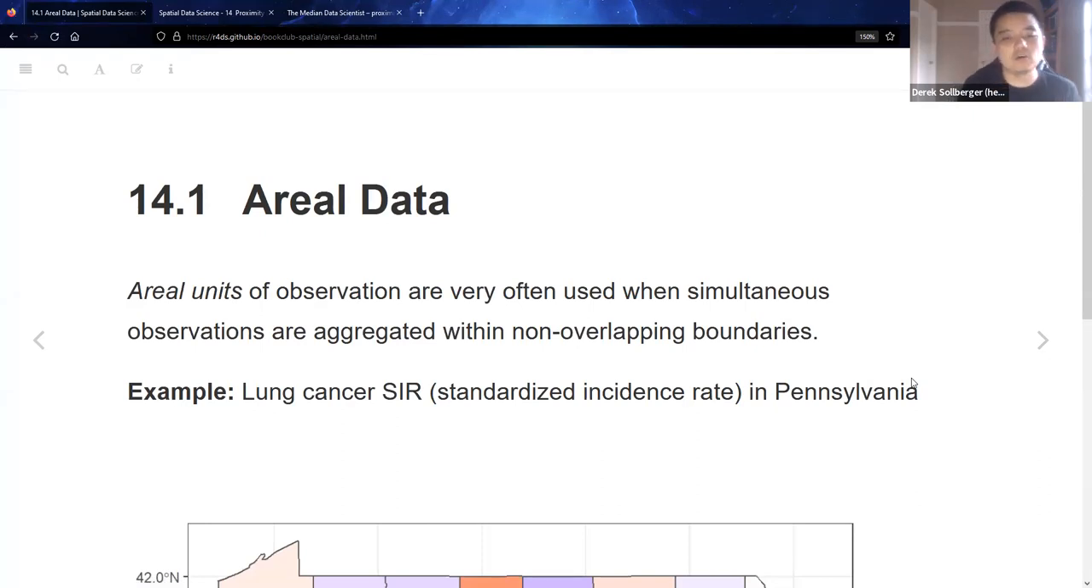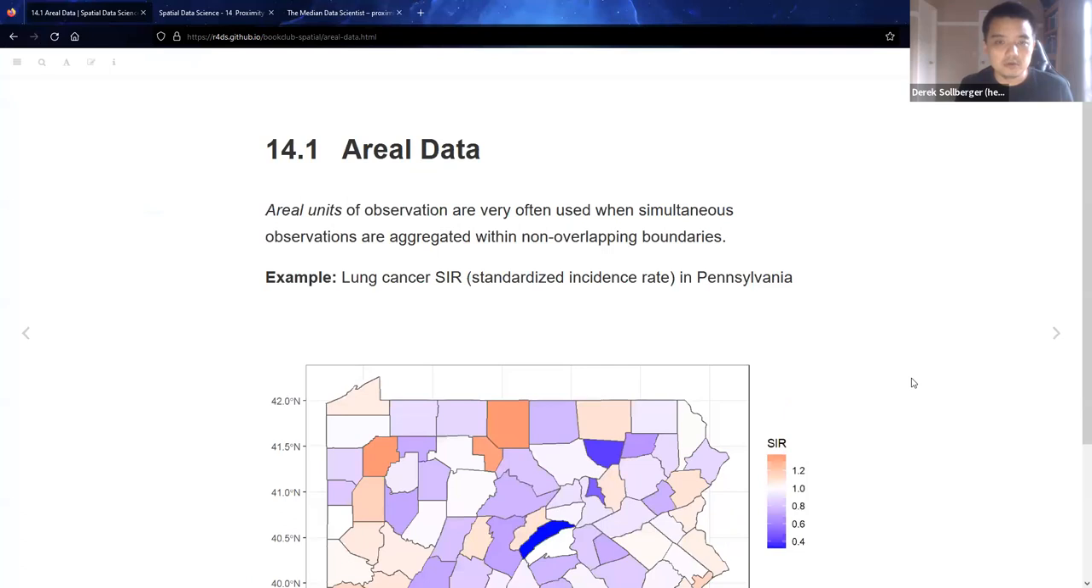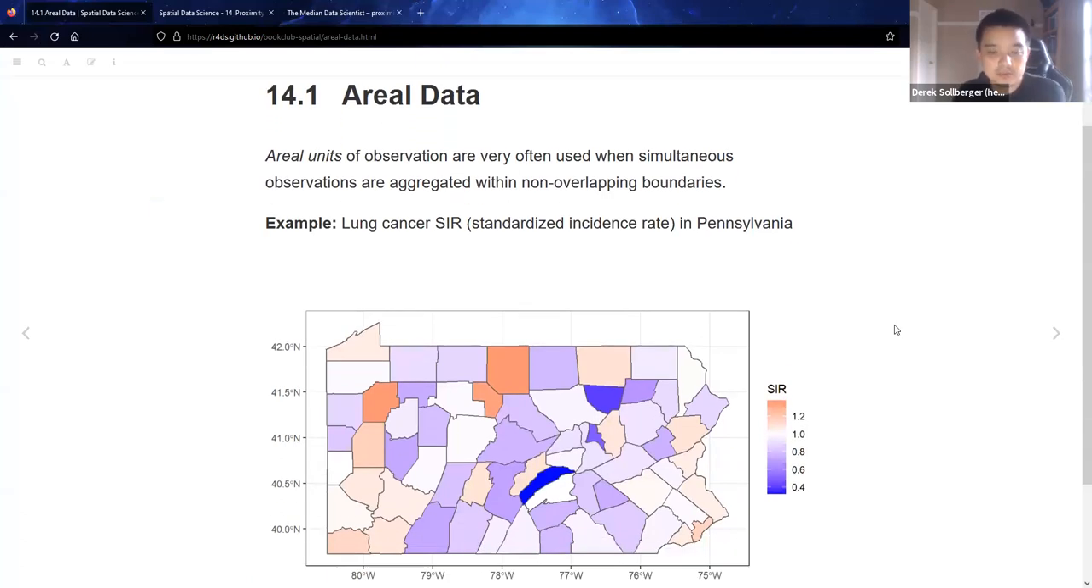So areal units of observation are often used when simultaneous observations are aggregated with non-overlapping boundaries, with particular emphasis on non-overlapping. Here we have an example of counties in Pennsylvania. In other words, the areal data that we're used to is usually some political subdivision of what we're looking at, such as counties. This is the lung cancer standardized incidence rate of Pennsylvania, a correlation study to look at air pollution. The red values are higher numbers and the blue values are lower numbers. And it gives us a sense of where the lung cancer tends to be taking place in the state of Pennsylvania.